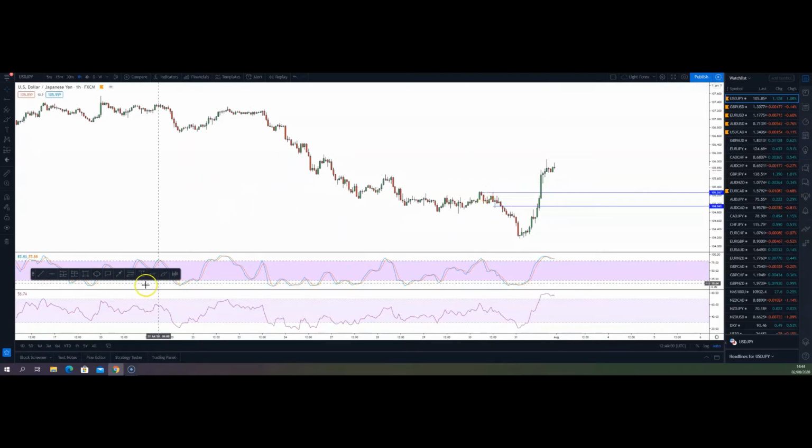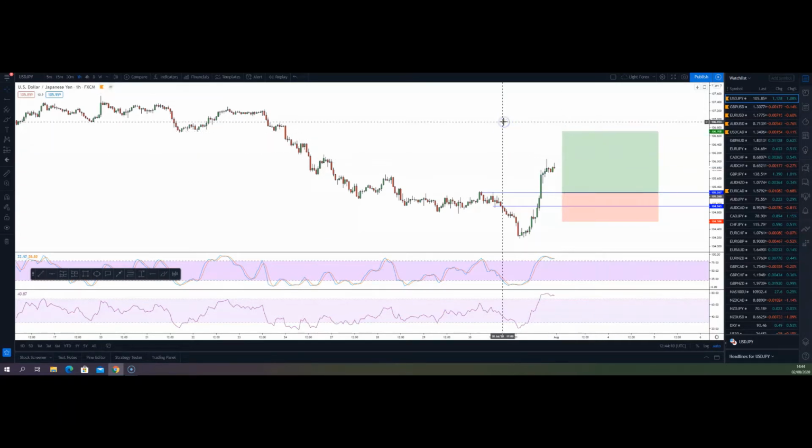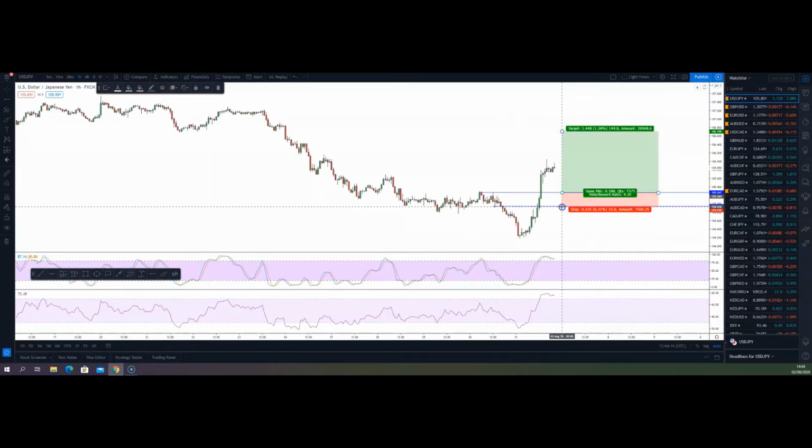What we'll be looking for then, if we enter on the first area, is a target around here, roughly 140 pips, if you're willing to hold your trades for a few days. You can obviously bring your stop loss even for 2 to 1.